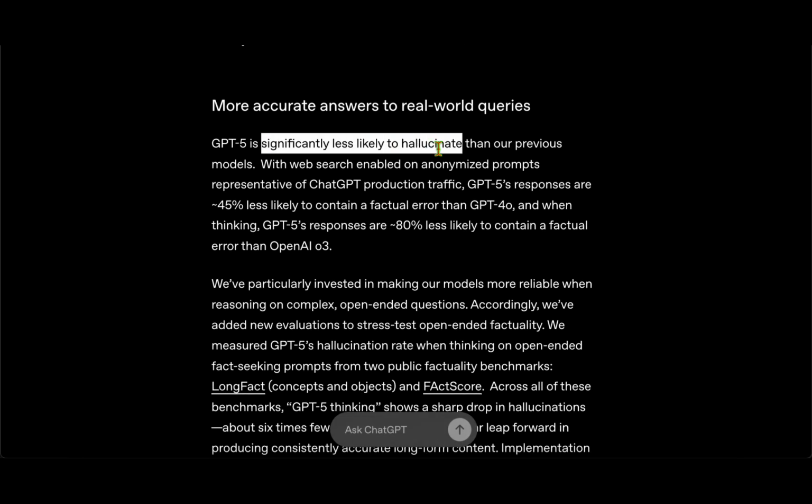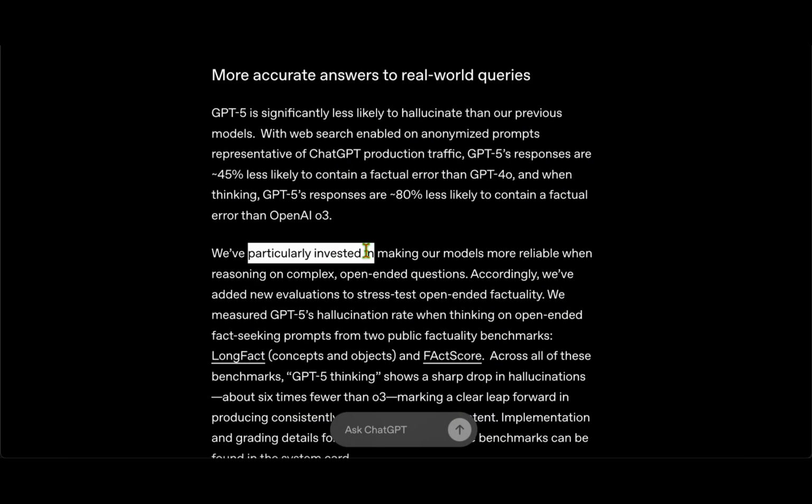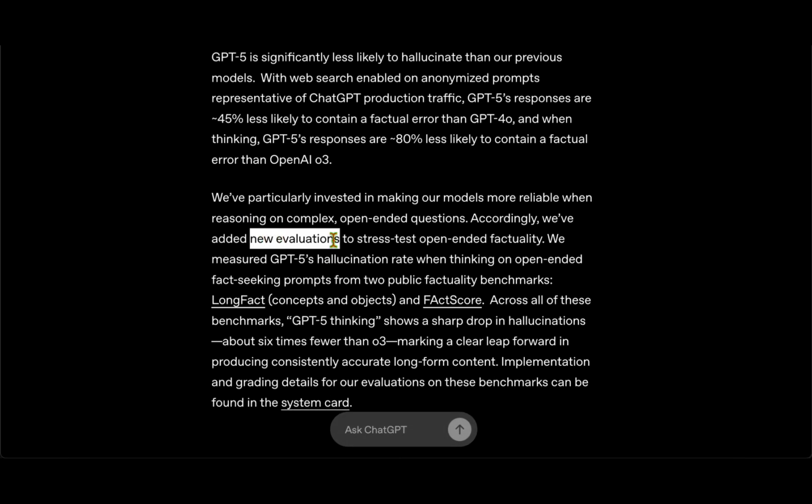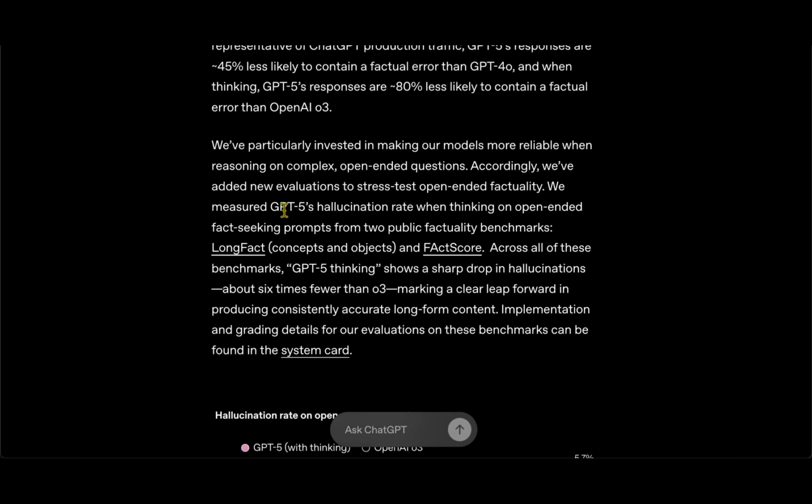GPT-5 is significantly less likely to hallucinate than its predecessors, and they're saying they're particularly invested in making the models more reliable when reasoning on complex open-ended questions. They've even added new evaluations to stress test open-ended factuality, and they have measured GPT-5's hallucination rate when thinking on open-ended fact-seeking prompts from two public benchmarks. One is LongFact and the other one is FActScore.